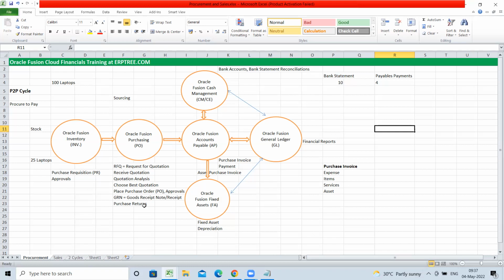Any questions on P2P, or related to the previous 2 classes, or related to this course, you can raise your questions. Yeah, hi Lakshman sir. Please.